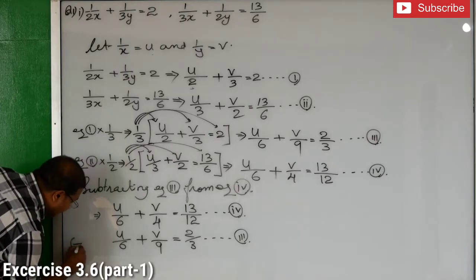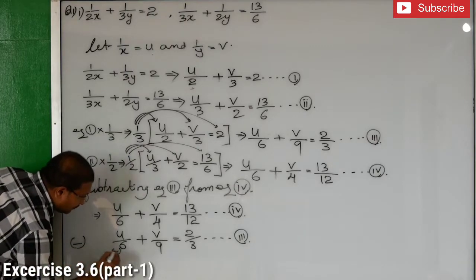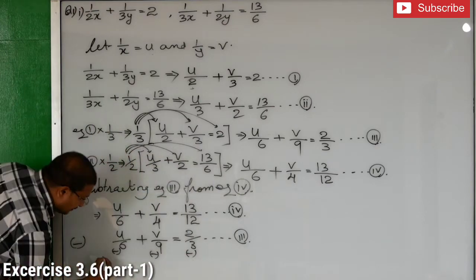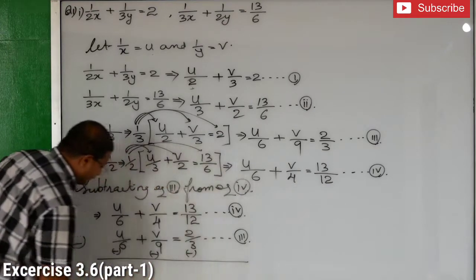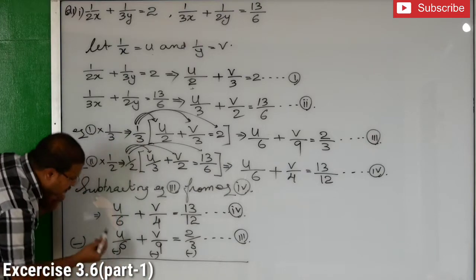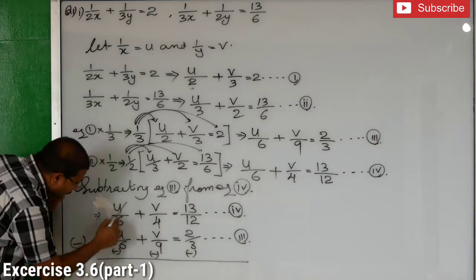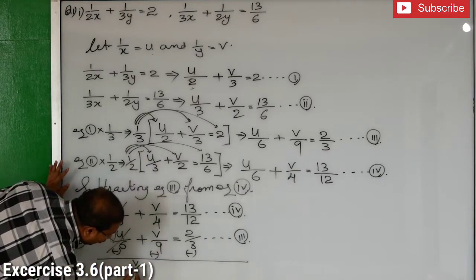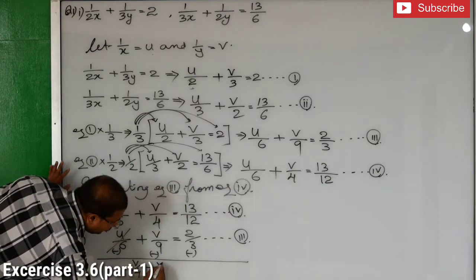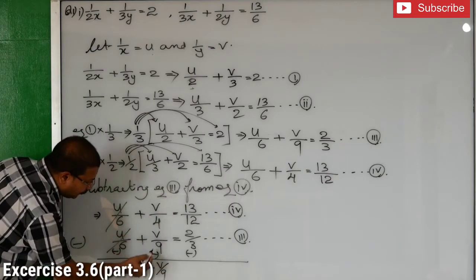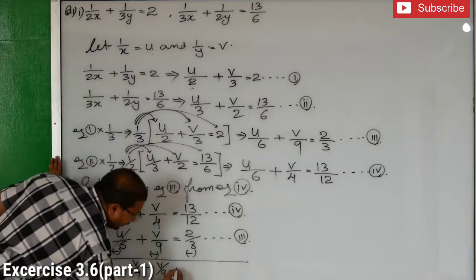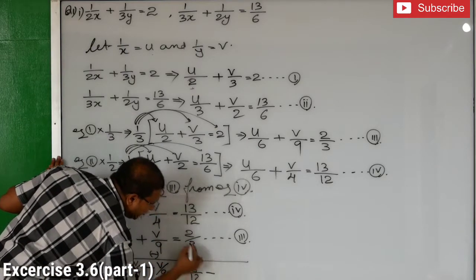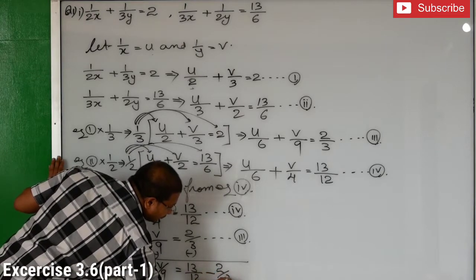Subtracting time, minusing time, this plus becomes minus, and here also becomes minus, isn't it? That means what will you get? u by 6 minus u by 6 will cancel. Ready? After that, v by 4 minus v by 9 equals 13 by 12 minus 2 by 3.